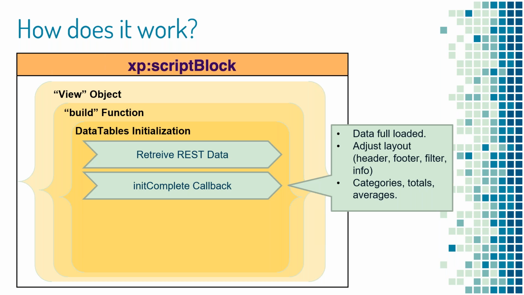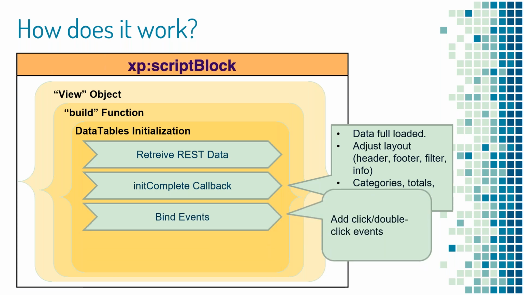So when the init complete callback is done, we know that the data has been fully loaded. That's where the layout is getting adjusted. That's where the view control is creating the categories, totals, averages, and that type of stuff. And then finally, as part of the callback sequence, this is where we can bind events. So we can use the callbacks that DataTables makes available to create click events, double click events, and that type of stuff.